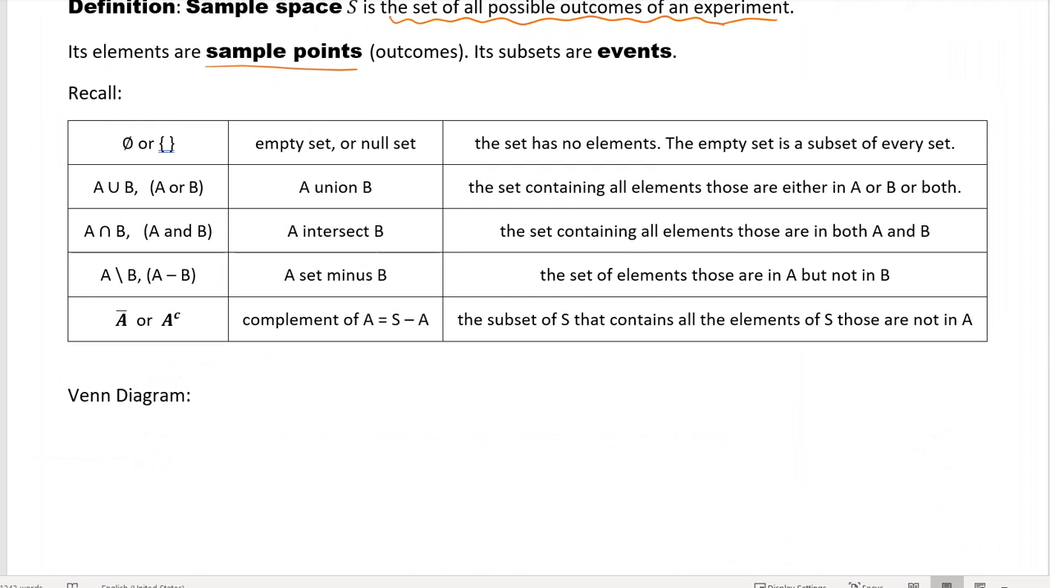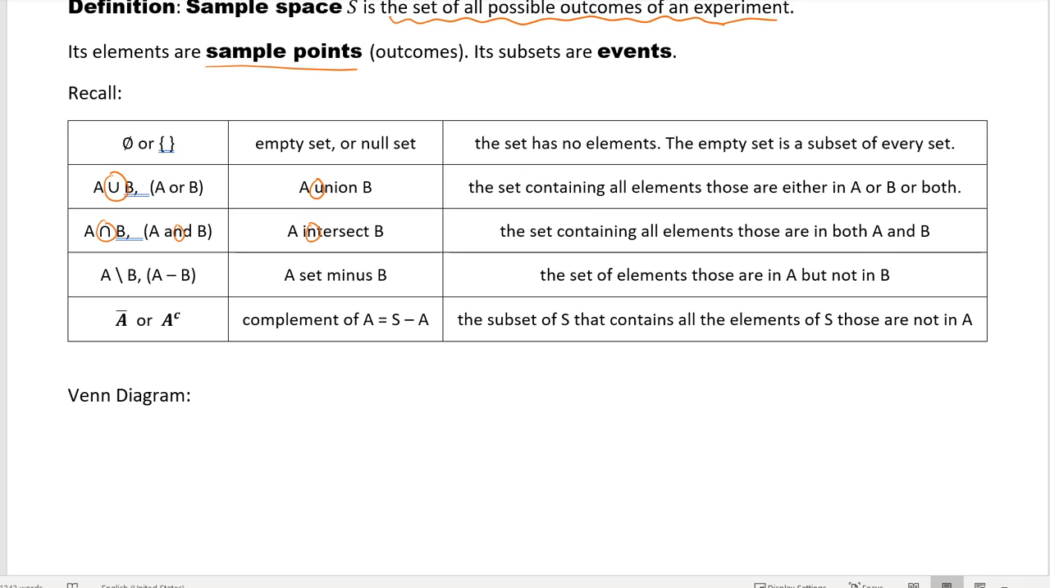Last time we talked about the empty set, which is the set with no elements. And we talked about the union, so it looks like a U, right? Union is like A or B. It's the set containing all the elements that are either in A or B or both. A intersect B, this is the intersect. Think about "and," A and B, okay? So A intersect B is the set containing all elements that are in both A and B.